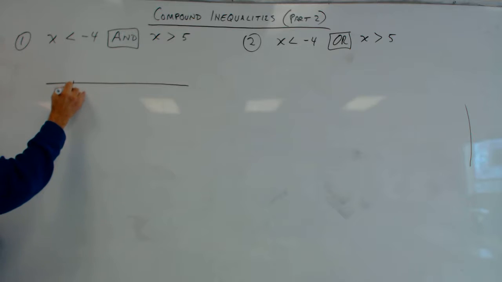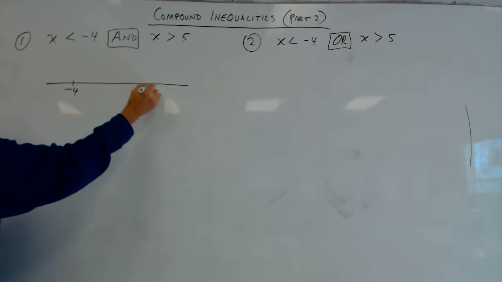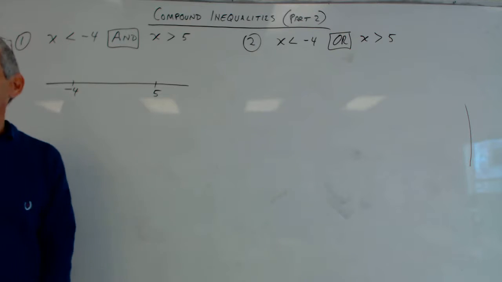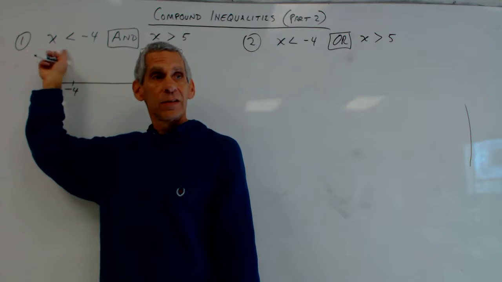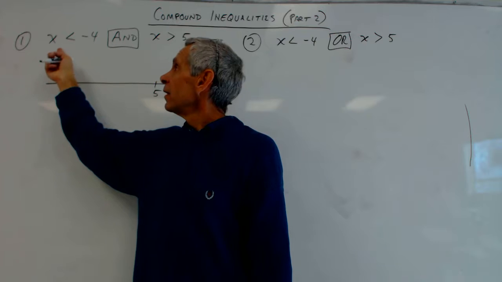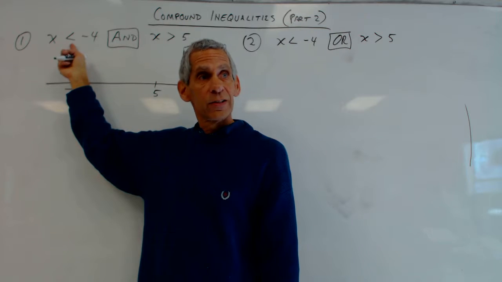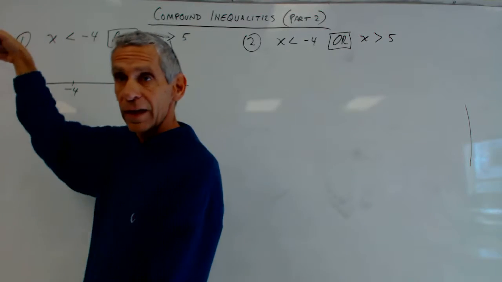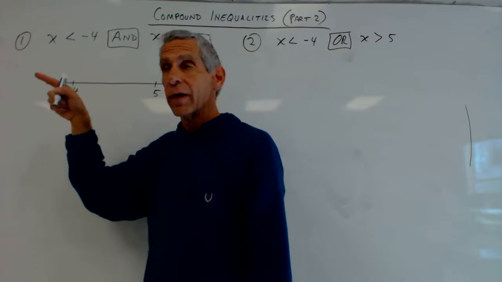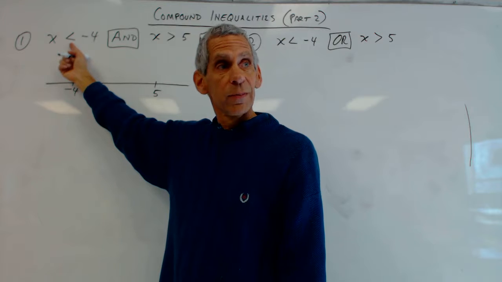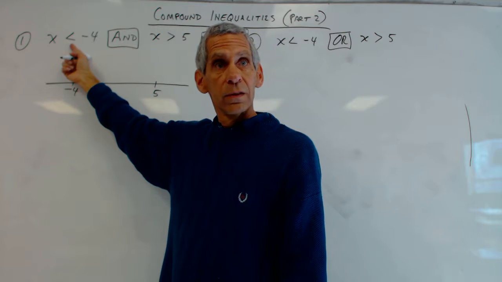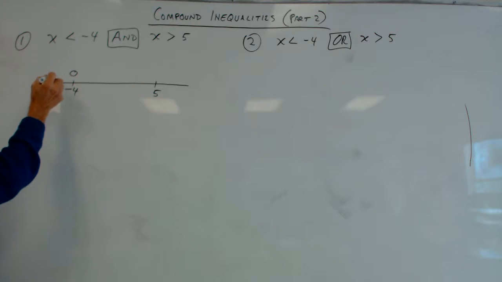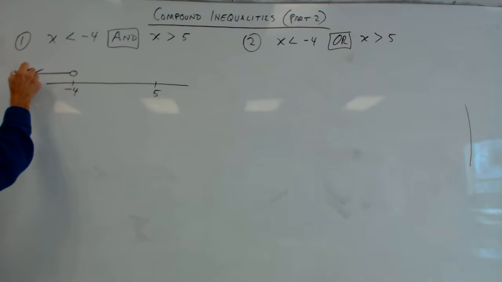Here's my graph. Here's my negative 4, and here's my 5. Okay, x is less than negative 4. Is x on the left side of this? Yeah. It's on the left. Therefore, I can use that direction of the inequality sign. It looks like a little arrow pointing to the left, right? I know I'm going to go that way. It does not equal, so it's going to be an open circle. So I'm going to do it right here above it. Open circle, and it goes to the left.